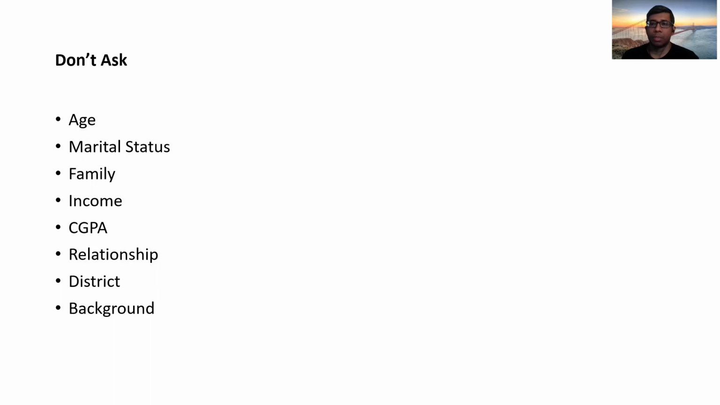A lot of the time we become overly friendly and ask a lot of personal things about a person, which is a violation of professionalism. Therefore, you should never ask a person about their personal details before being a friend or being in an informal relationship. When it comes to a formal communication, you should never ask someone about their age, marital status, family income, CGPA, relationship, district, or background, or something like that.